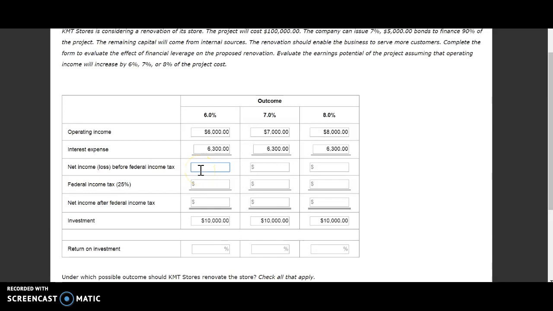Okay, next part, we're going to do our net income or loss before federal income tax. We're simply going to subtract these two numbers. So when we take 6,000 minus 6,300, we get a negative number, negative 300. We do the same thing for this one, 7,000 minus 6,300. Here we get a positive number of 700. And our last one, 8,000 minus 6,300, we get a positive 1,700.